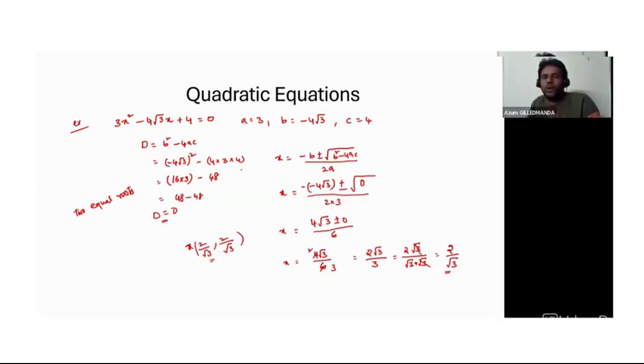So if you want to verify whether these roots are correct or not, what you can simply do is you can validate by substituting the x value, which is 2 by root 3, in this equation. Then you should get a 0 value. If you get, then the root that you got is correct. So let's validate. Right? So validation is always important, and that will give you confidence.